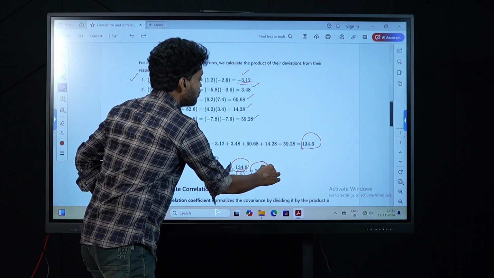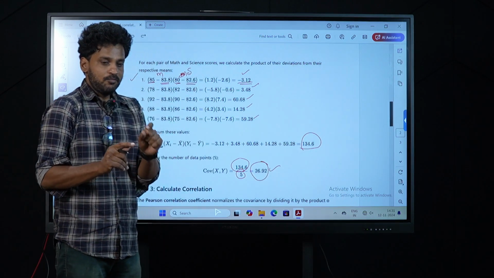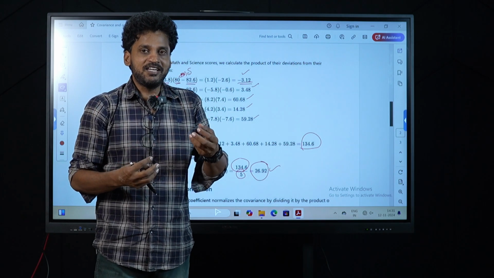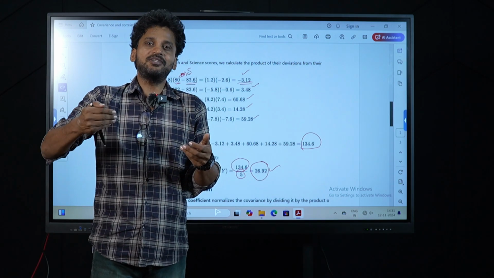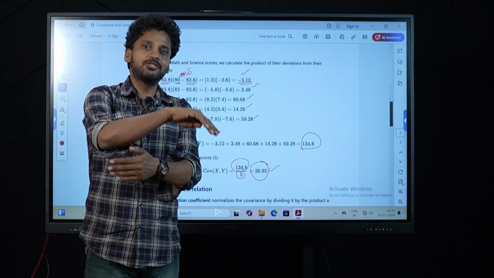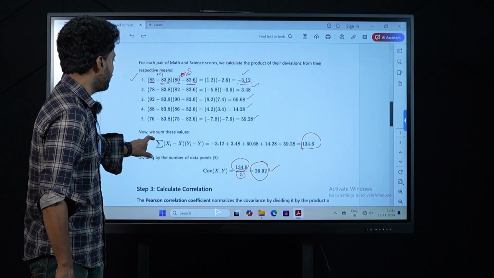It's a strong covariance. That means both science score and maths score are tightly coupled with each other. If there is an increase in the math score, there also is a substantial, strong increase in the science score, and also vice versa. This is the covariance.